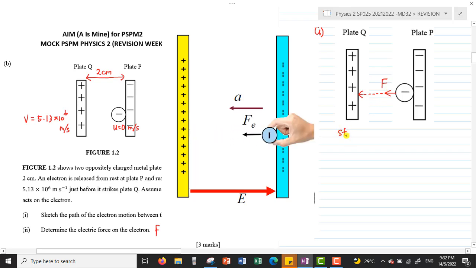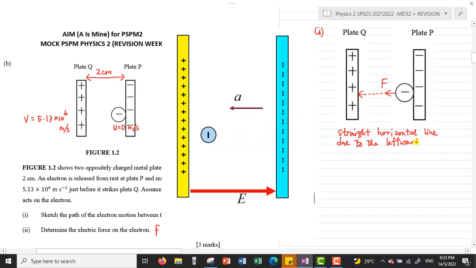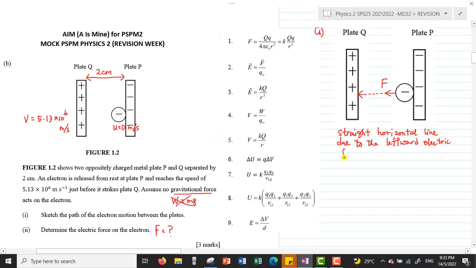Means the electron will move in a straight horizontal line due to the leftwards electric force. Okay, because of the electric force acting leftwards, the electron will move in a straight horizontal line towards plate Q. Then second question, we want to determine the electric force acting on the electron.